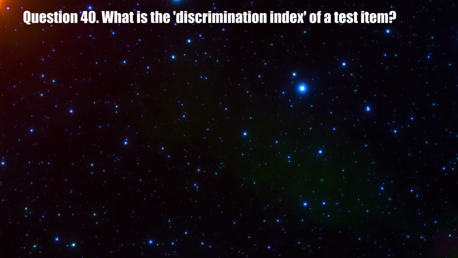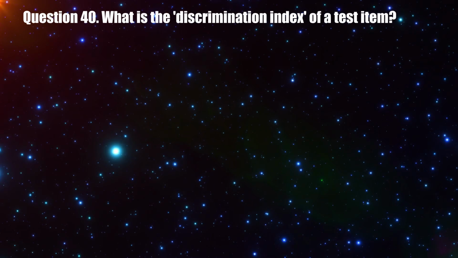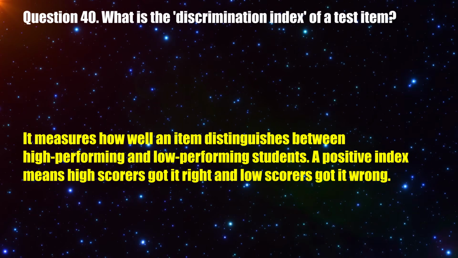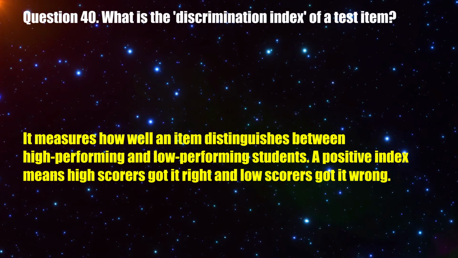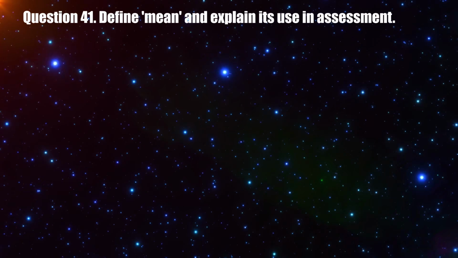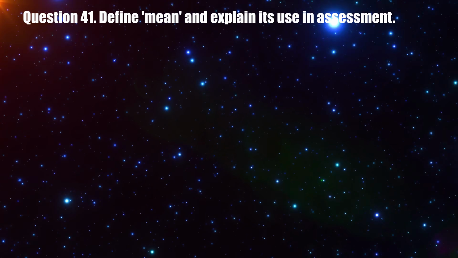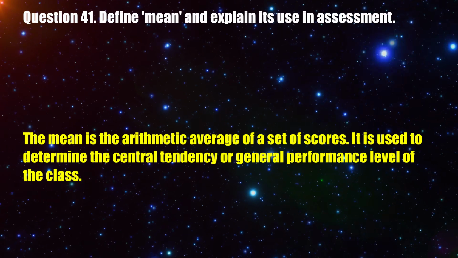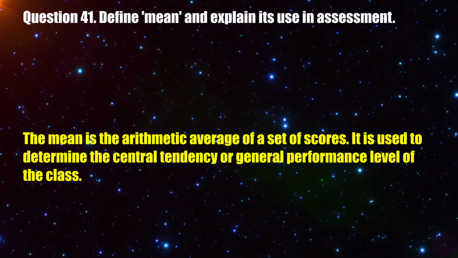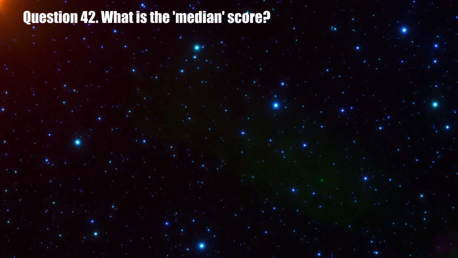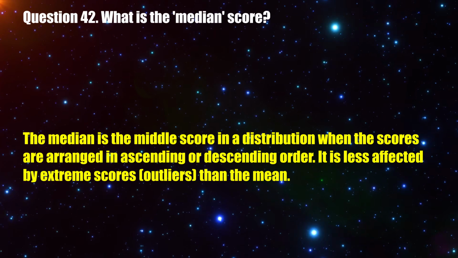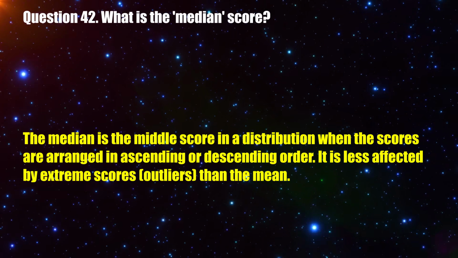Question 40. What is the discrimination index of a test item? The answer is, it measures how well an item distinguishes between high-performing and low-performing students. A positive index means high scores got it right and low scores got it wrong. Question 41. Define mean and explain its use in assessment. The answer is, the mean is the arithmetic average of a set of scores. It is used to determine the central tendency or general performance level of the class. Question 42. What is the median score? The answer is, the median is the middle score in a distribution when the scores are arranged in ascending or descending order.